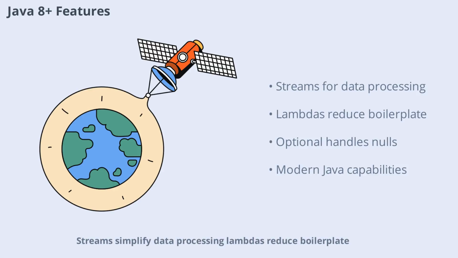Streams simplify data processing, lambdas reduce boilerplate, and optional helps handle nulls safely. Mastering these features allows you to write concise, expressive, and robust code that leverages modern Java capabilities.